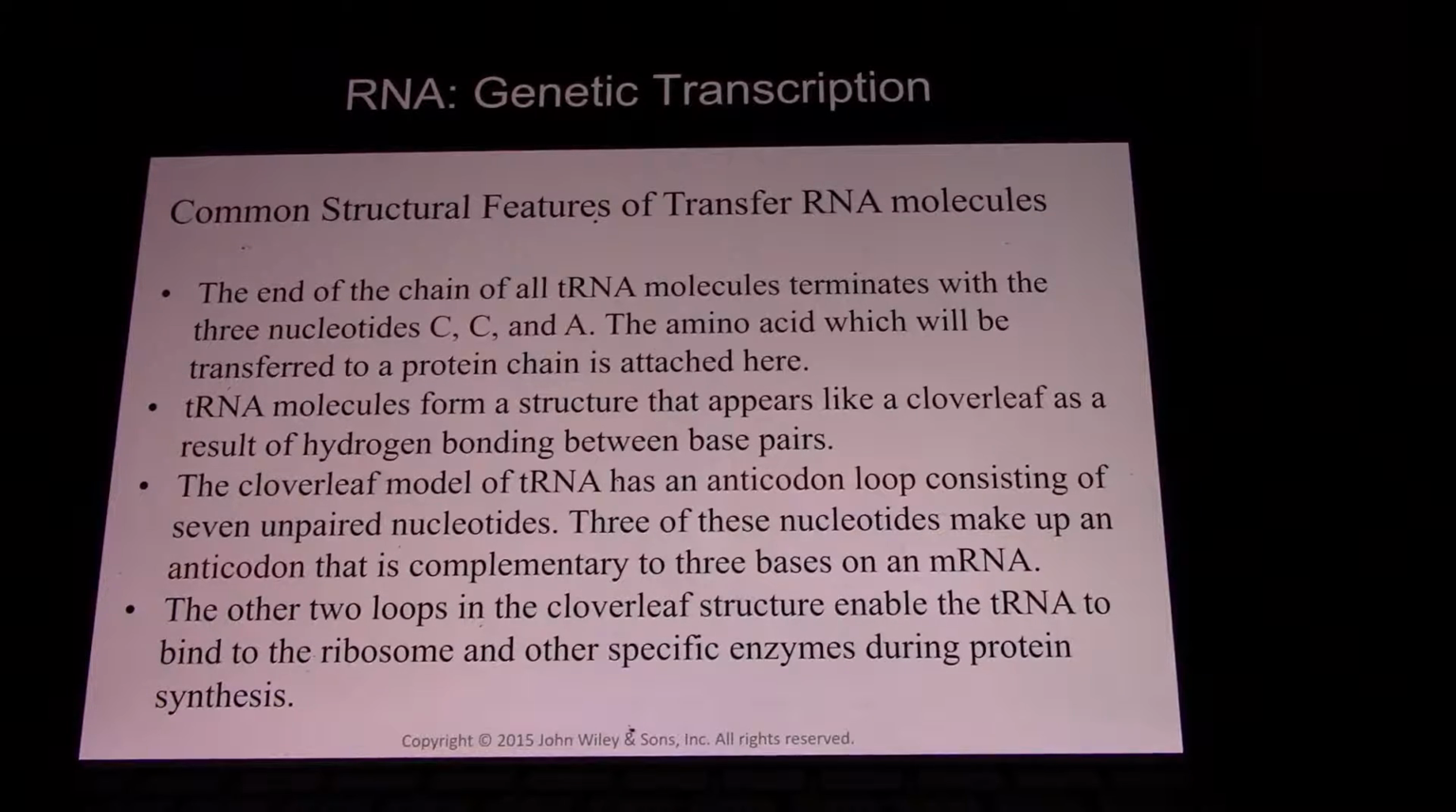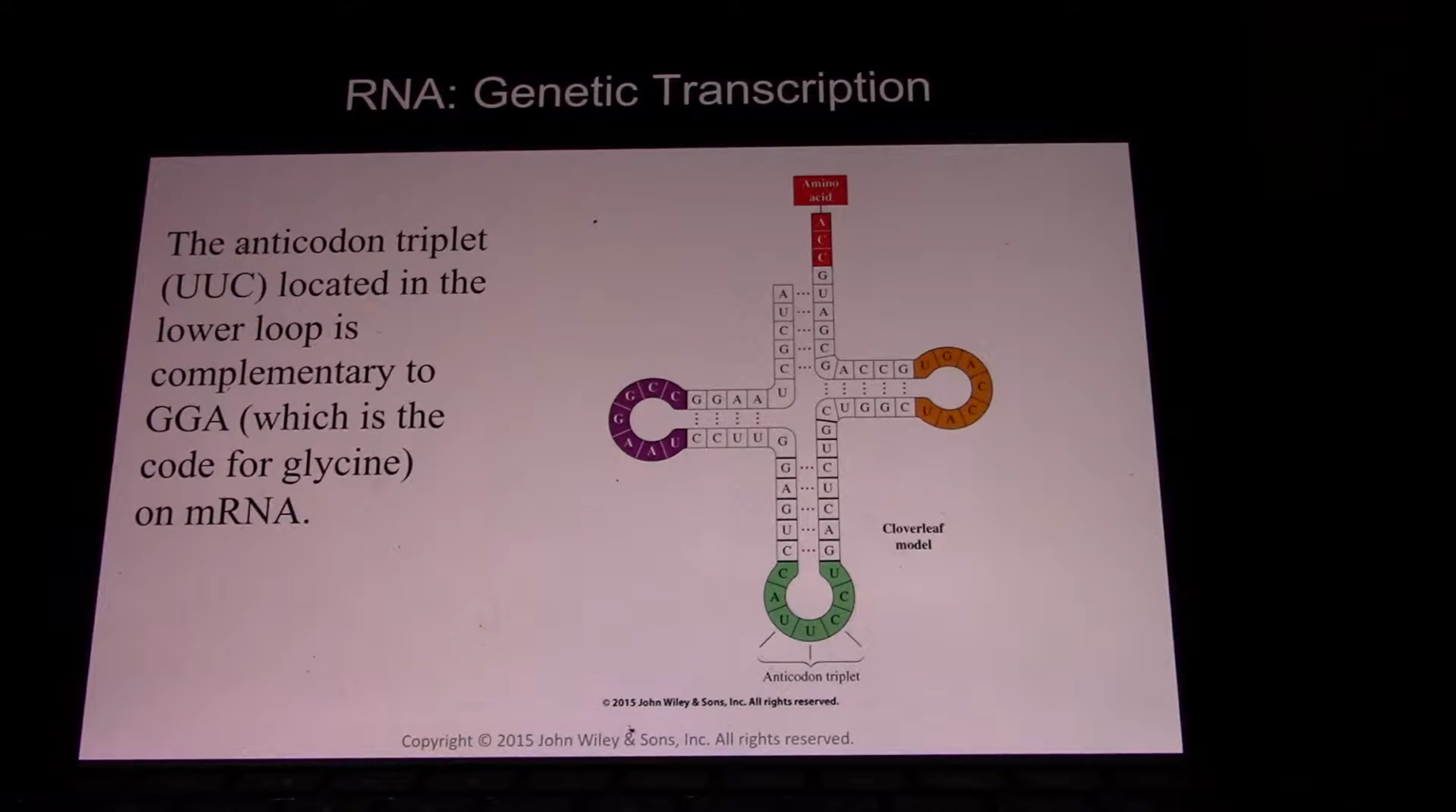The cloverleaf model of transfer RNA has an anticodon loop consisting of 7 unpaired nucleotides. And 3 of those nucleotides will make up the anticodon, which will be complementary to the 3 codon bases of a messenger RNA. DNA is read 3 bases at a time. 3 bases form a codon, and then the codon codes for an amino acid. The other 2 loops in the cloverleaf structure enable the transfer RNA to bind to the ribosome and other specific enzymes during protein synthesis.